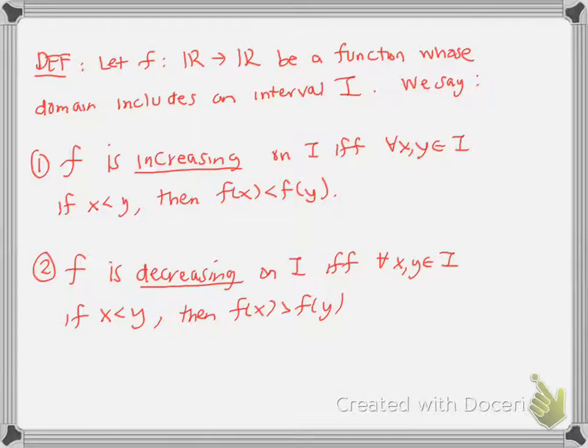I want to give you one more. I think this is the last definition. Then I'm going to do a couple of examples with you all. Let f go from the reals to the reals be a function whose domain includes some interval I. We say f is increasing on I, and you should know this from Pre-Calc. I just taught this in my Pre-Calc 1 class a few weeks ago. f is increasing on I if and only if for all x, y belonging to I, if x is less than y, then f of x is less than f of y. It's decreasing on I if and only if, if x is less than y, then f of x is greater than f of y.